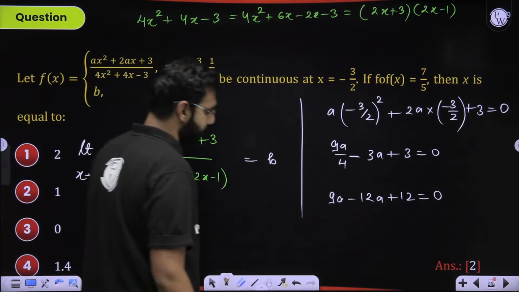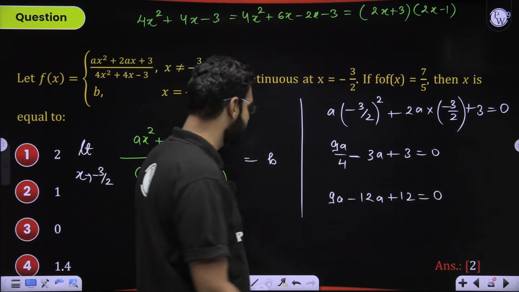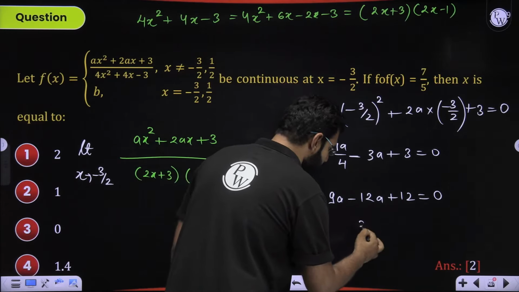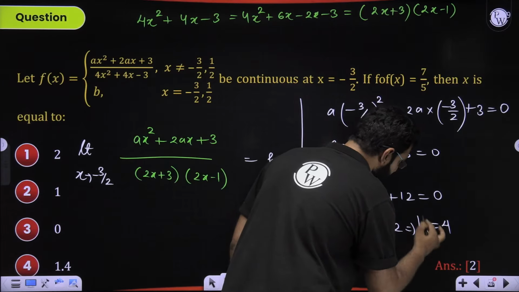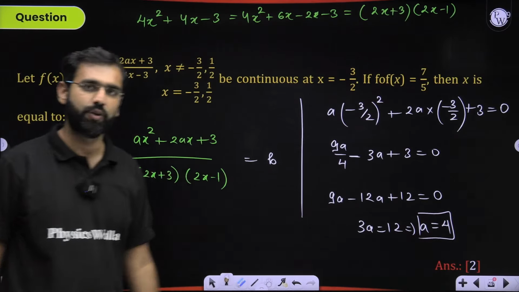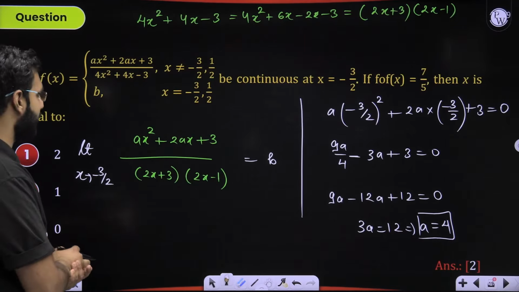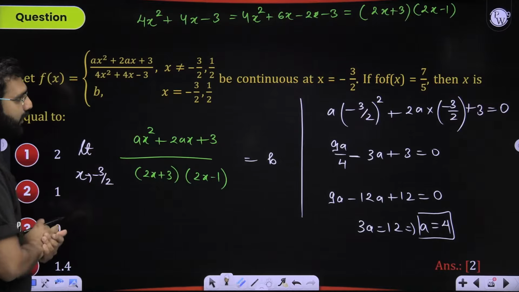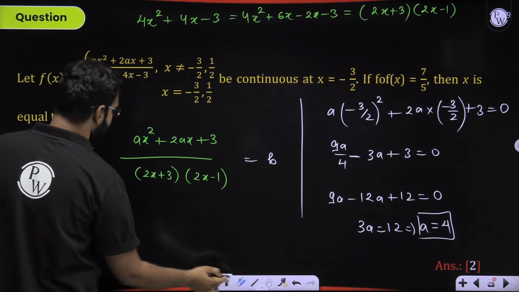Correct me if I'm wrong. So 12 minus 9 is how much? Minus 3a. Minus 3a goes to the other side, so 3a is equal to 12. So we receive a as 4. So finally we have worked out a. Everybody with me on this? Now if I have cracked a, I think I have cracked the expression as well. Because when a is cracked, it is 4. I think I'll write that 4 here.